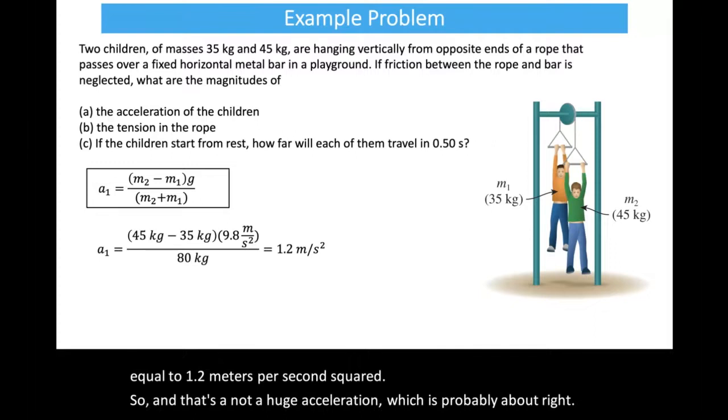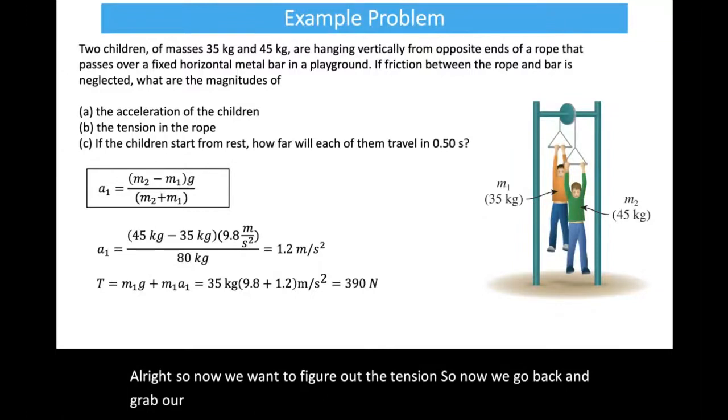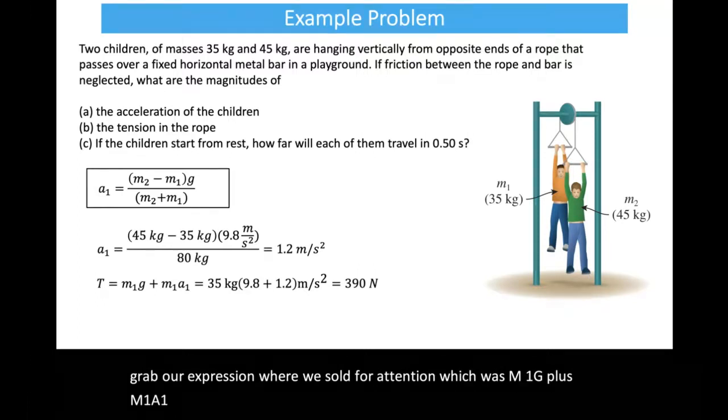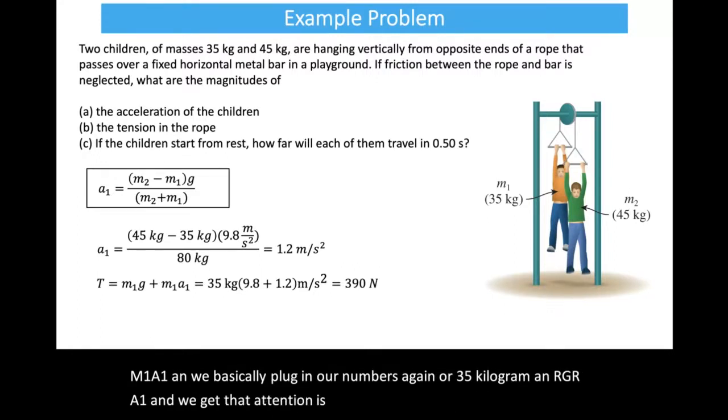All right, so now we want to figure out the tension. So now we go back and grab our expression where we solved for tension, which was m1g plus m1a1. And we basically plug in our numbers again, our 35 kilograms and our g and our a1, and we get that the tension is about 390 newtons.